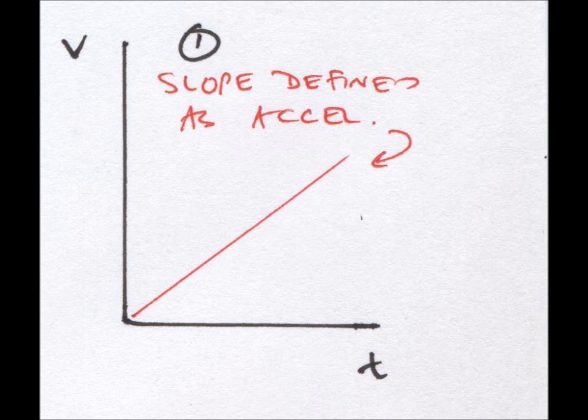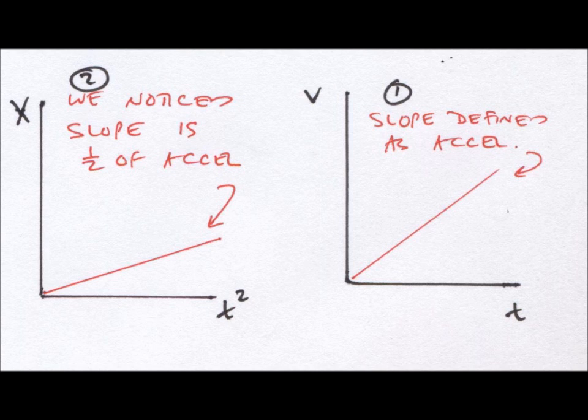Then we introduced a definition. We defined the word acceleration as meaning the change of velocity during a change in time. In other words, the slope of a velocity-time graph. Then we noticed an interesting thing. We noticed that the slope of the x-t squared graph was about half of the value of the slope of the v-t graph. So if we define the slope of the v-t graph as the acceleration, then the slope of the x-t squared graph would be 1/2 of the acceleration.